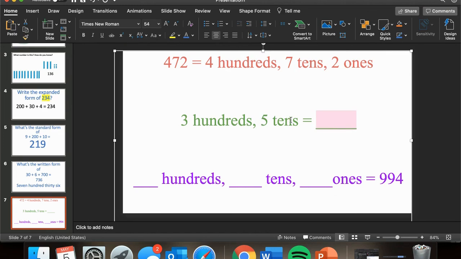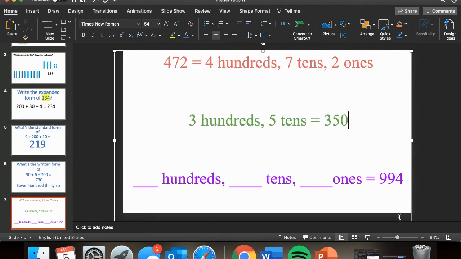3 hundreds, 5 tens. Well, how many hundreds? 3. How many tens? 5. How many ones? Ooh, it's not written down. I don't know how many ones. Well, remember what your teacher said? If there's no ones written down, what are you going to assume? You're going to assume that it's just 0. So it would just be 350.